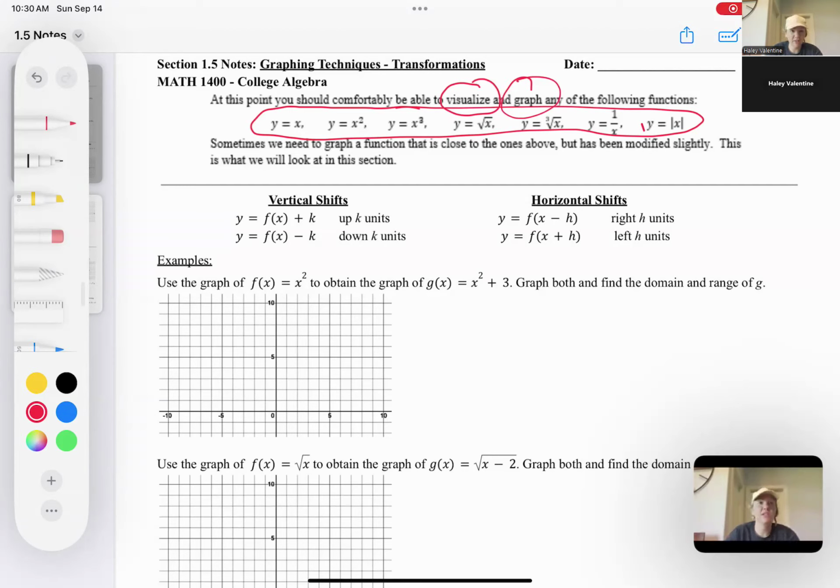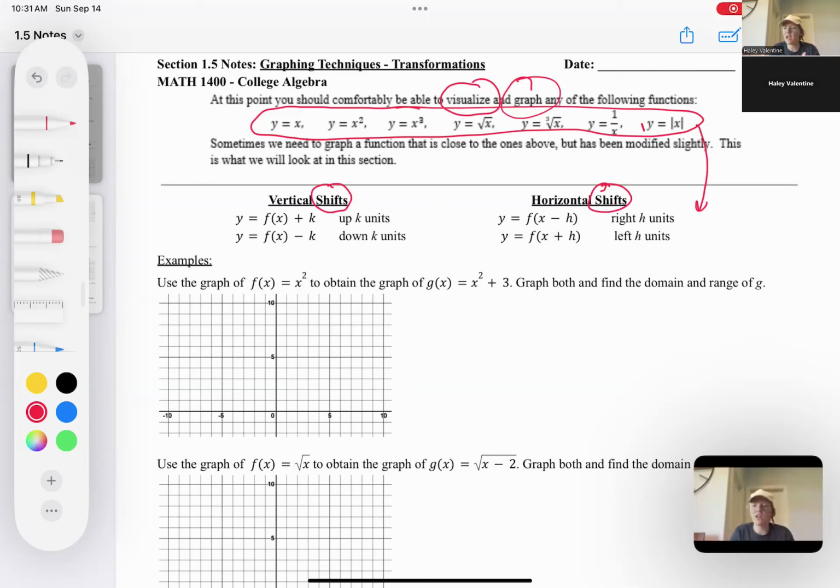How can we take those parent functions that we looked at before and change them a little bit, move them around the graph, stretch them, shrink them, that type of thing. So here, let's first talk about how you can shift them vertically and horizontally and what that looks like in your equation.